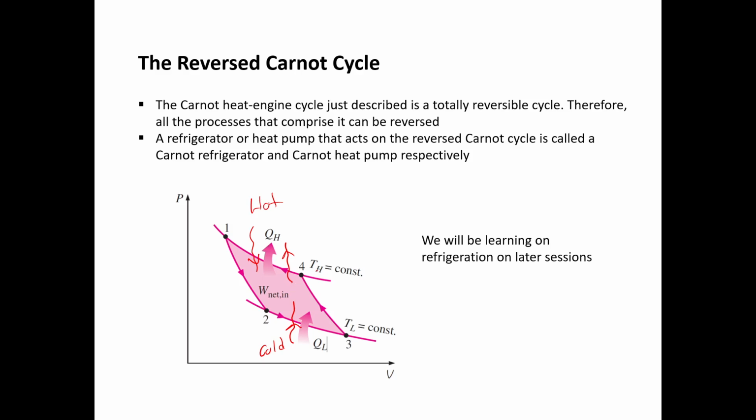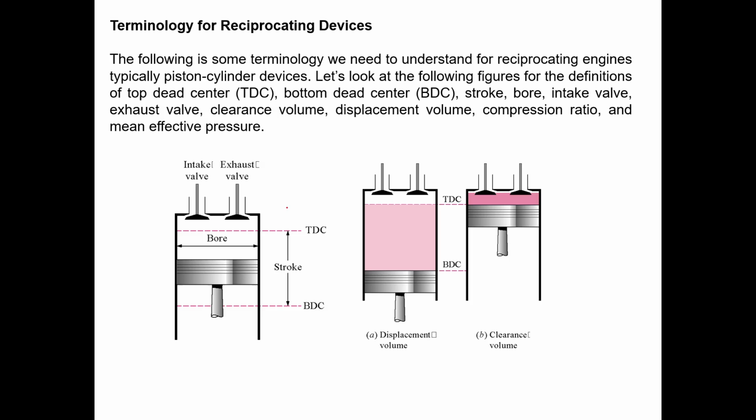Whether refrigerators, air conditioners, or freezers, this is what happens. You are extracting heat from the cold body and transferring it into the hot reservoir. Of course, we will discuss this later when we cover the refrigeration cycles. But for the time being, there is something called the reverse Carnot cycle. If you reverse this process, your heat flow is reversed. Okay, so that's about the Carnot cycle.